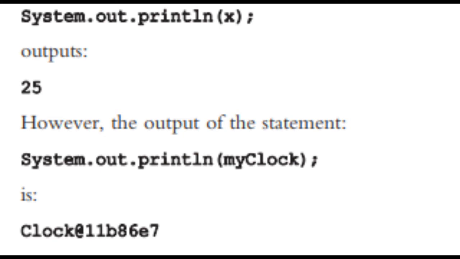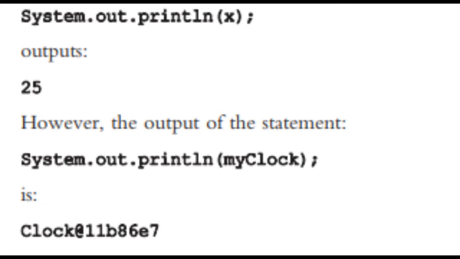Classes and the method toString. Suppose that x is an int variable and the value of x is 25. The statement System.out.println(x) outputs 25. However, the output of the statement System.out.println(myClock) is Clock@11B86E7, which looks strange. Note that when you execute a similar statement, you are likely to get a different but similar output.